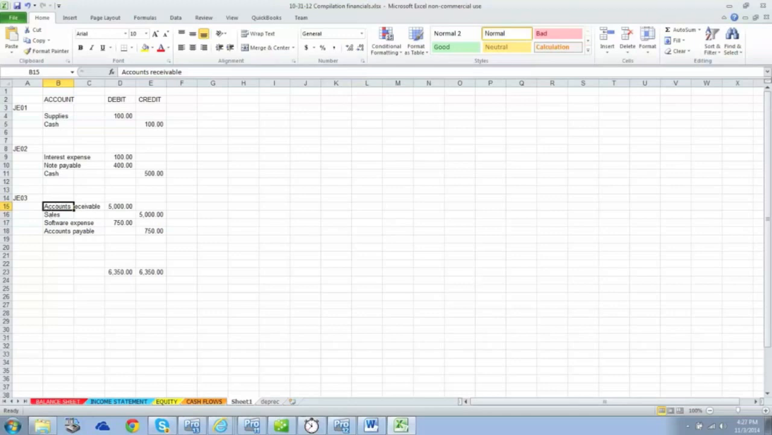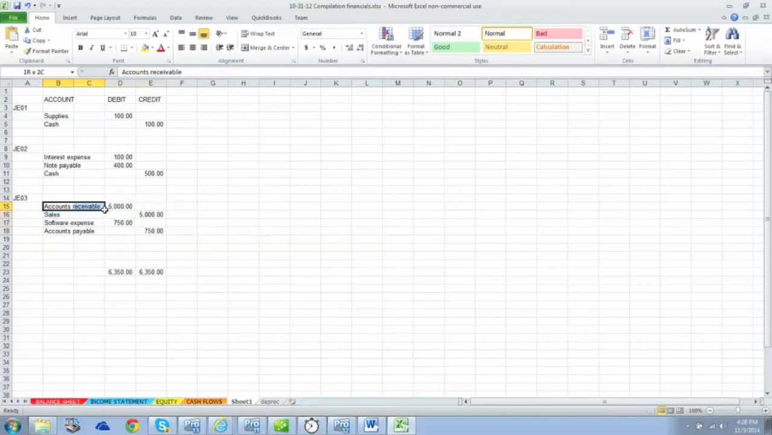So we would debit accounts receivable for $5,000 and credit sales for $5,000. Also, you purchased a software subscription on credit that you now owe to your vendor, but you have not yet paid, for $750. That expense will be debited because you're increasing software expense, and the payable will be credited because you're increasing the liability.